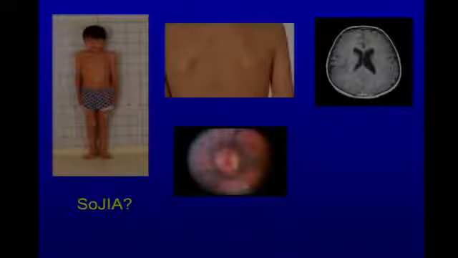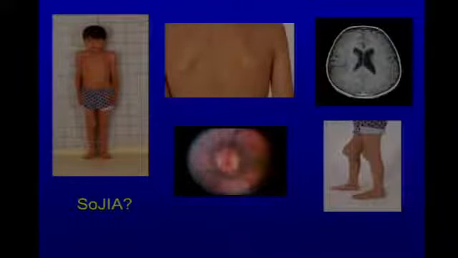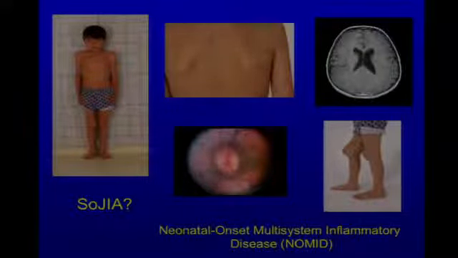But there were some other features that didn't seem typical for systemic onset JIA. He had a hives-like rash. He had papilledema. He had some element of ventriculomegaly, and he had these knobby-looking knees, which are pathognomonic for NOMID. This appearance of the knees is what NOMID knees look like, or CINCA if you're in Europe. So Raphaela correctly diagnosed this patient as having NOMID, neonatal onset multisystem inflammatory disease.